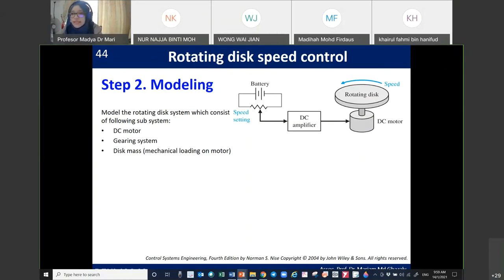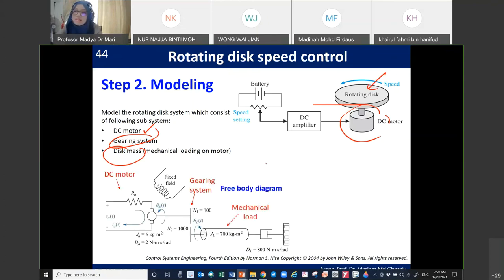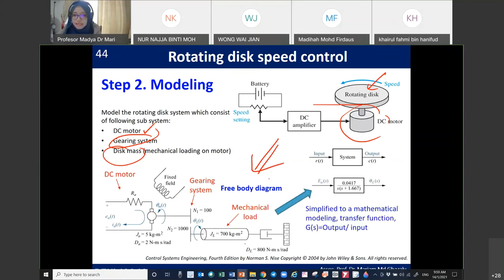So for modeling, we want to model the DC motor. The next one is the mass. Modeling that, an example of what you will learn later in Control One is the free body diagram modeling, and this is how you actually do the modeling. From this free body diagram, you come up with the equation representing the system. Based on this, you can do the simulation work, with no need to do experimental work.